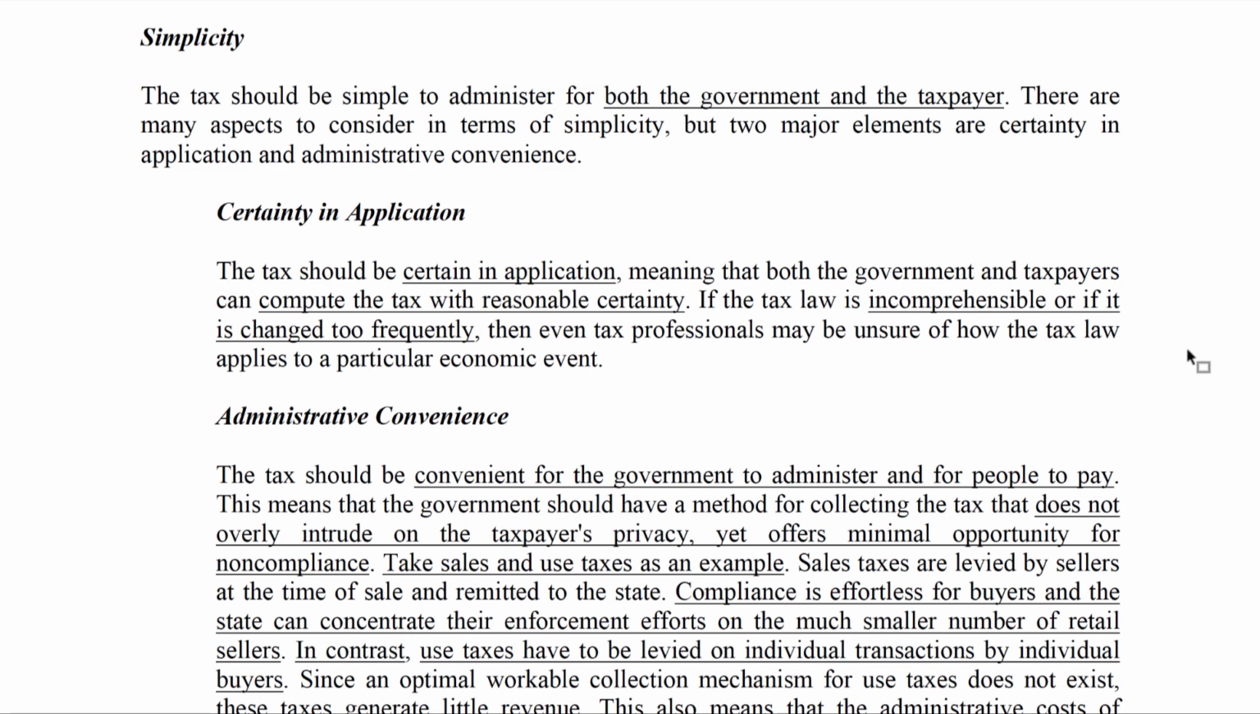So in terms of simplicity, the tax should be simple to administer for both the government and the taxpayer. Not only does a simpler tax make it easier for the taxpayer, but also for the government. There are really two elements we focus on when we look at being simple: certainty in application and administrative convenience. Of course, the more certain the application is, the easier it is for both the government and the IRS to administer. So that is very important. The more changes we have or the more difficult the provisions, the more uncertain the tax becomes.